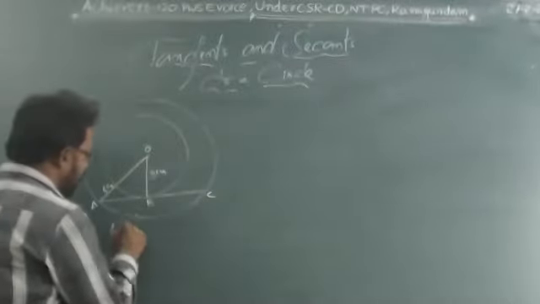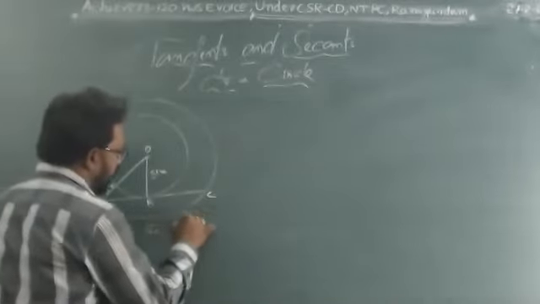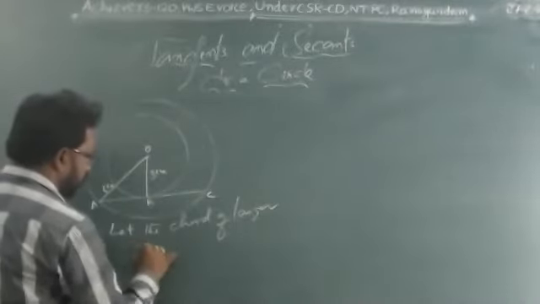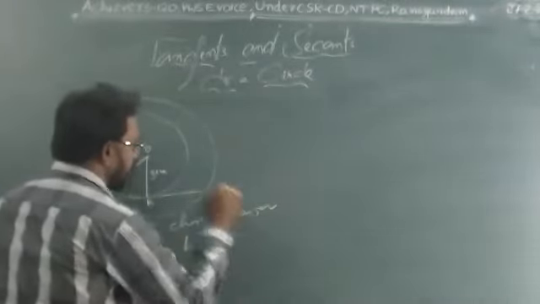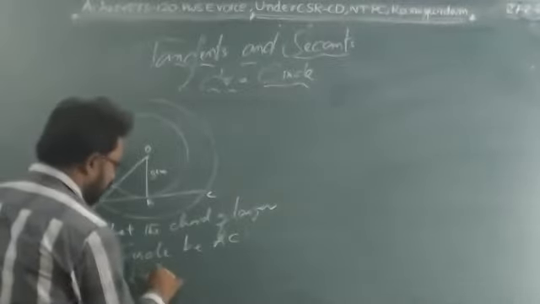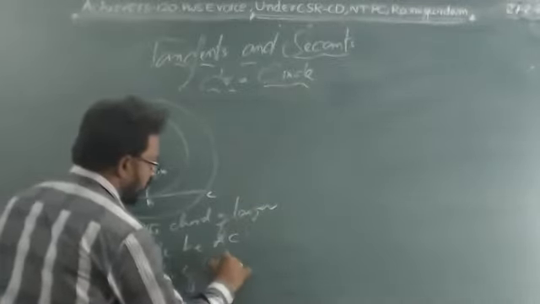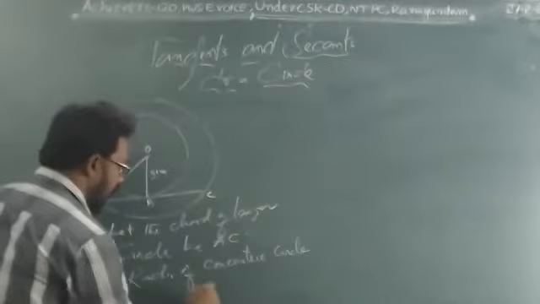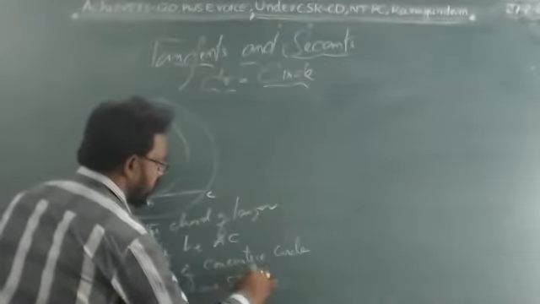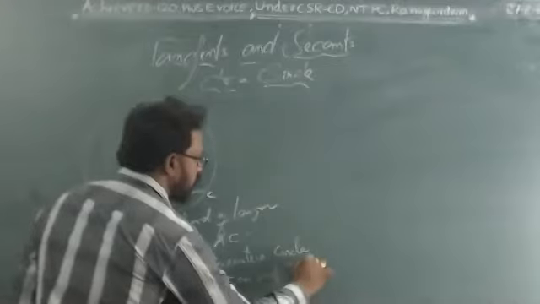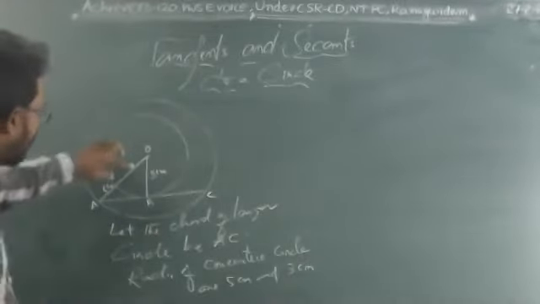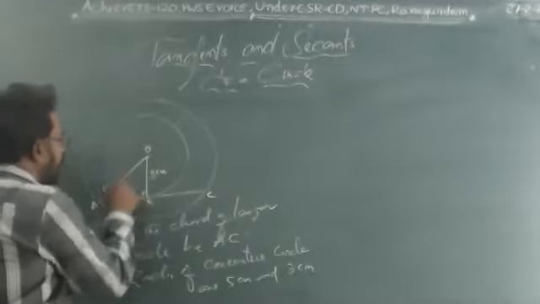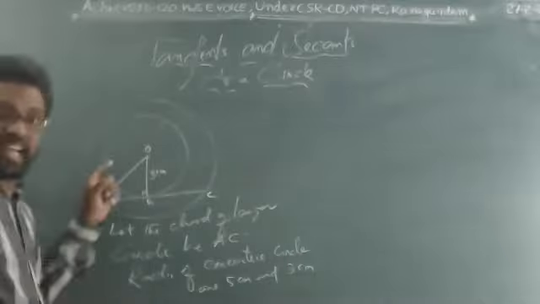Let the chord of the larger circle be AC. The radii of the concentric circles are 5 centimeters and 3 centimeters. See here, since B is the point of contact, it is 90 degrees. And you can see that OBA is a right angle triangle.